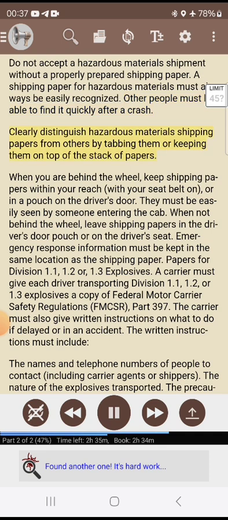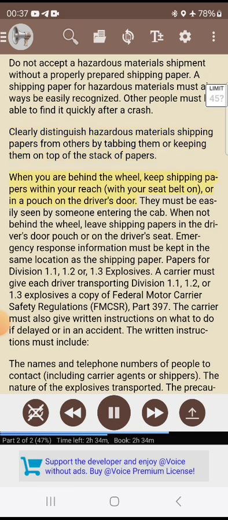Clearly distinguish hazardous materials shipping papers from others by tabbing them or keeping them on top of the stack of papers. When you are behind the wheel, keep shipping papers within your reach, with your seat belt on, or in a pouch on the driver's door. They must be easily seen by someone entering the cab. When not behind the wheel, leave shipping papers in the driver's door pouch or on the driver's seat. Emergency response information must be kept in the same location as the shipping paper.